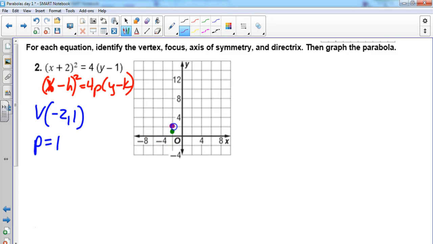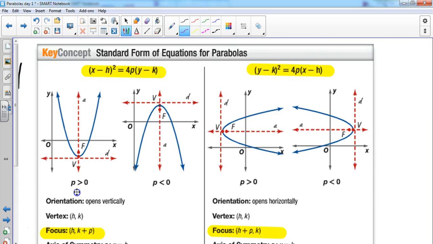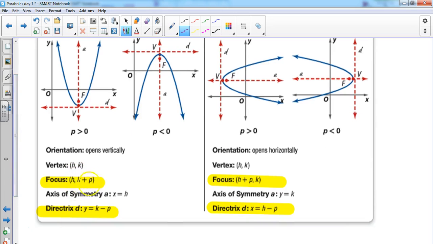What would that focus point be right there? -2, 2, 1 unit up. The directrix is an equation 1 unit below the vertex, which would actually be the x-axis, which is the equation y equals 0, okay? You're confused? Go to this chart. We are doing one that opens up and down, right? So it says the focus is at h, k plus p.